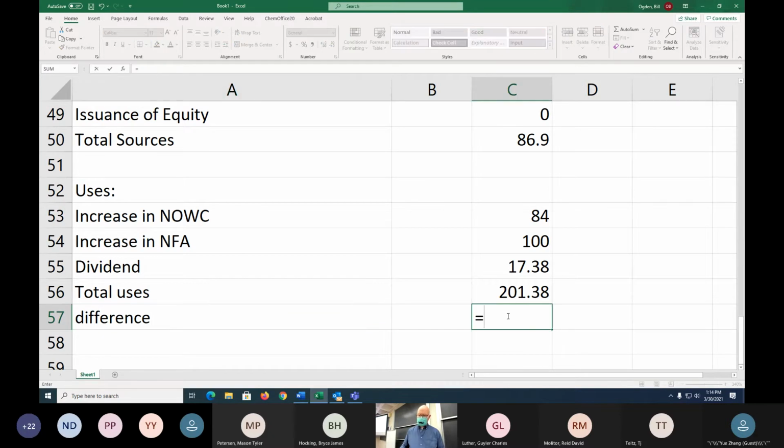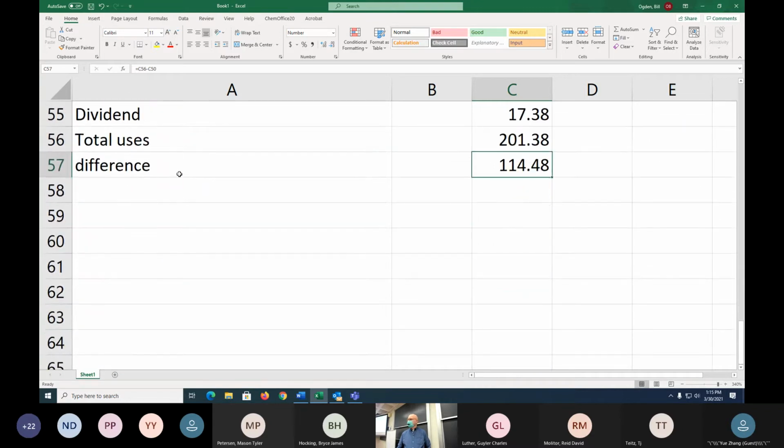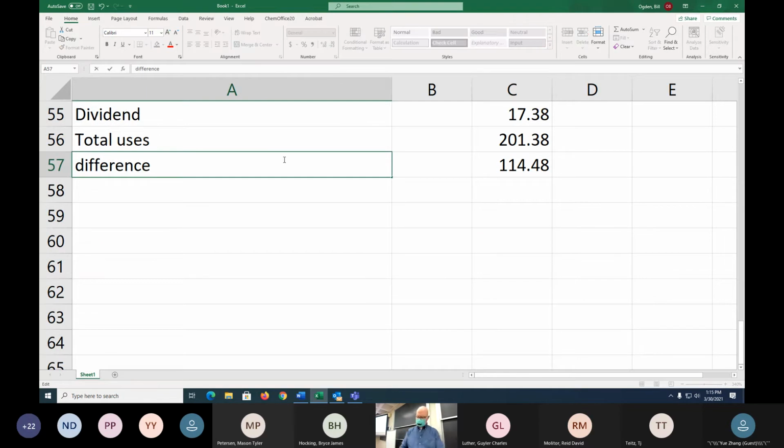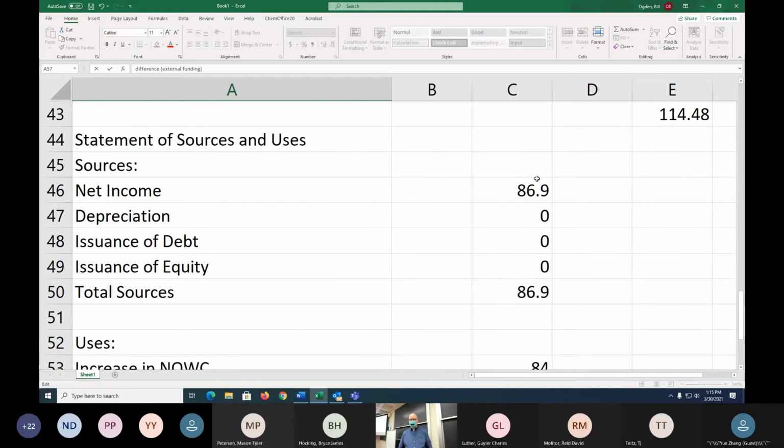and so the difference, I subtract my sources from my uses, and give us another decimal just to make sure it always looks the same. And there's my 114.48 number. Okay, so we can use this particular format of a statement to identify our required external funding. So this difference is your external funding.